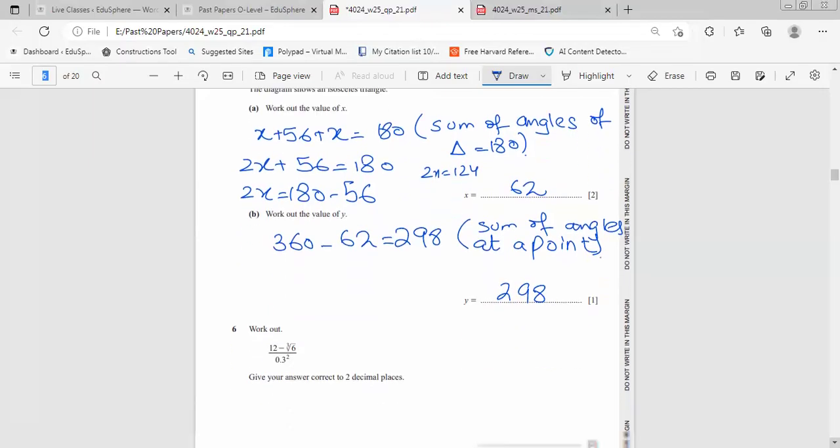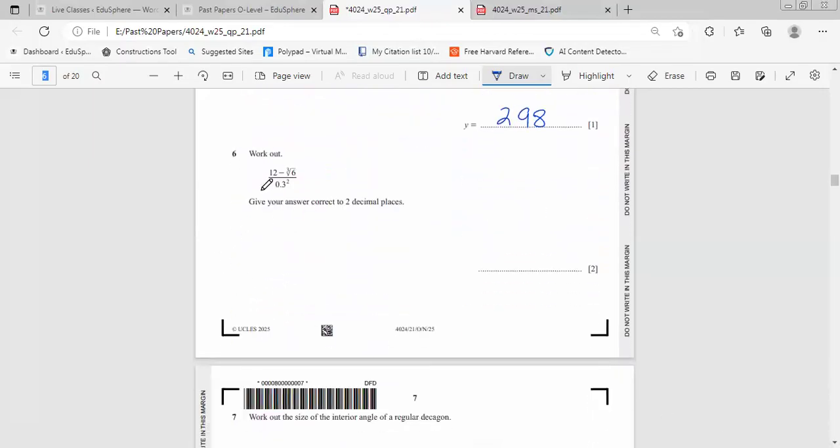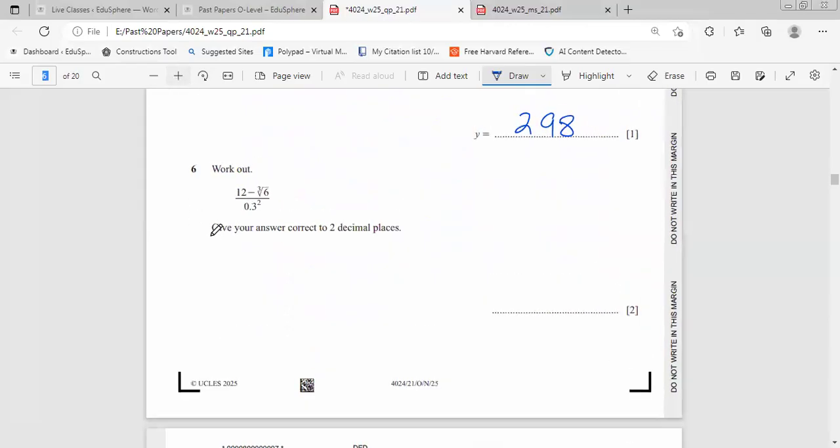Hope it's clear. Moving on to this question, work out. Now this question says that we have to find out the value, and the answer should be corrected to 2 decimal places. Now for this, first we are going to write 12 minus the cube root of 6. So we have to take the cube root of 6.